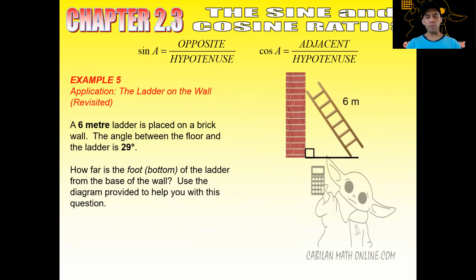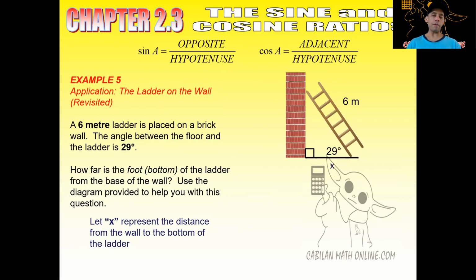It says the angle between the floor and the ladder is 29 degrees. So what this is asking for is that the angle between the floor and the bottom of the ladder is going to be 29 degrees here. What we want to do is find out how far the foot of the ladder is from the wall. So in this question, we're going to let x represent the bottom part of the right angle triangle. Now remember, we want to label the sides accordingly here.